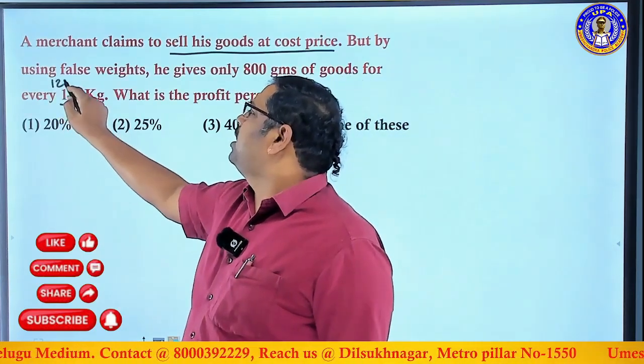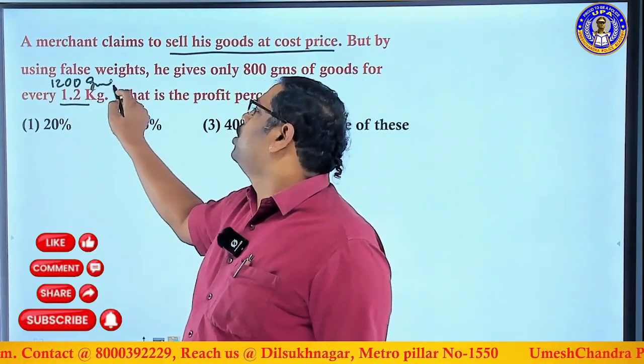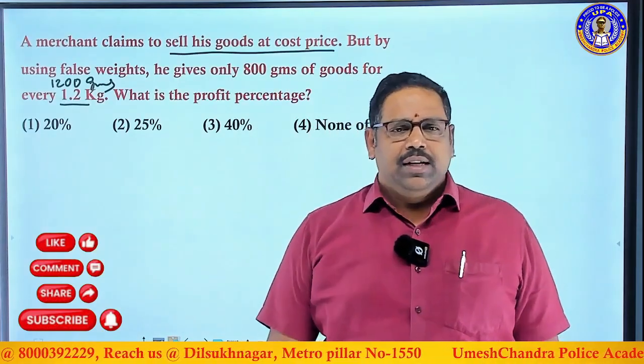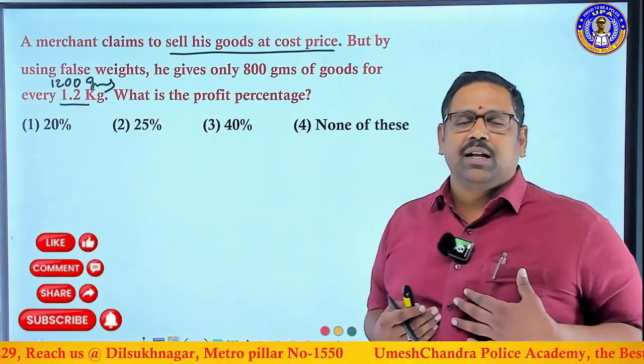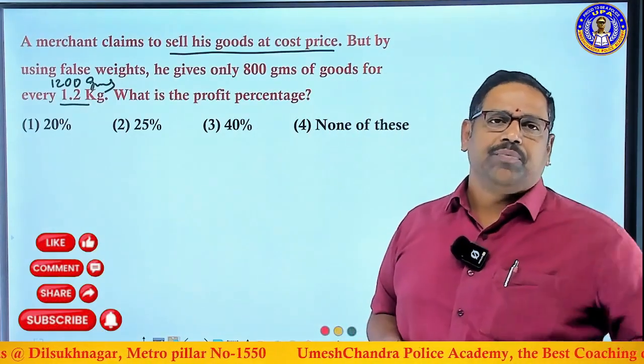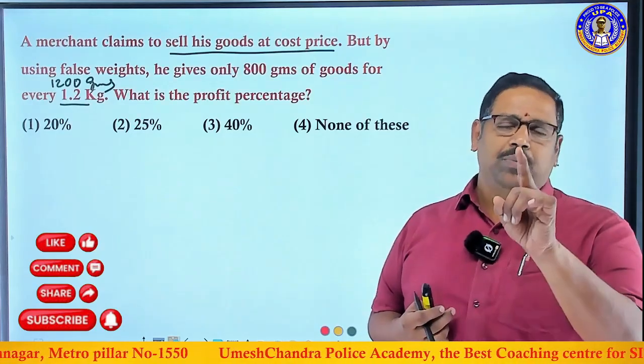1.2 kg means simply 1200 grams. How many grams? 1200 grams. Is it right? Okay. So, I am assuming 1 gram I am buying. That means the cost price of 1 gram is 1 rupee. I am buying the goods for 1 rupee per gram.